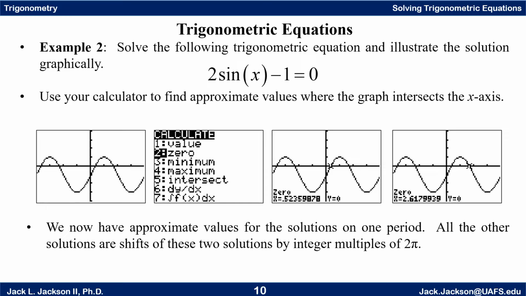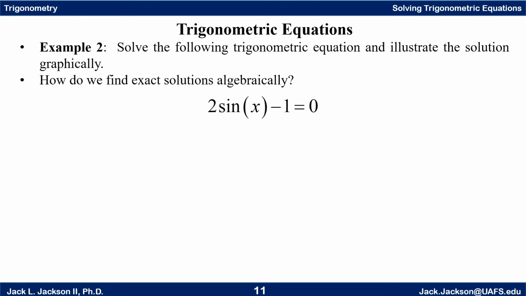So we've now approximated the values for the solution on one period, and all the other solutions are just shifts of these two solutions by integer multiples of 2 pi. Of course, we don't know the exact value of these points yet, but we do have a decimal approximation for them. So how can we find exact solutions algebraically? Let's go over that now.